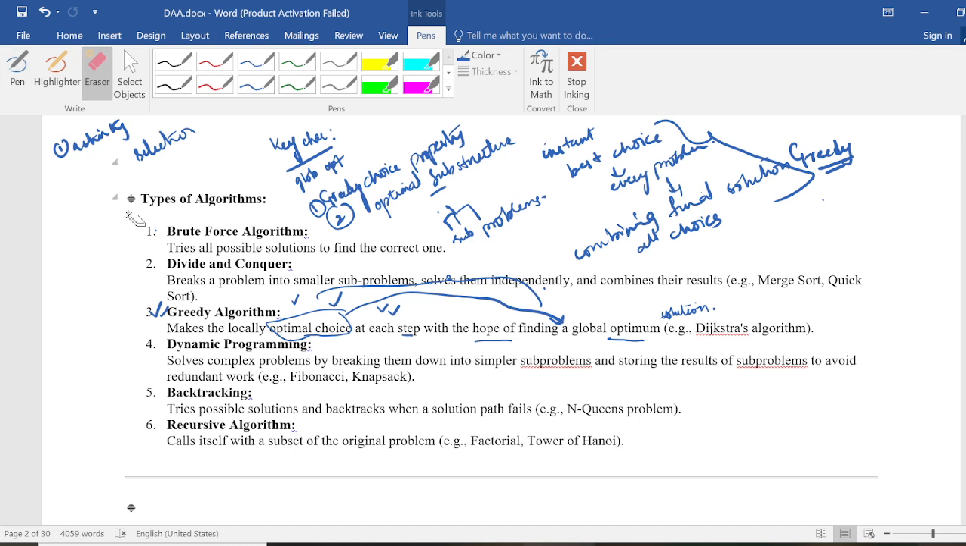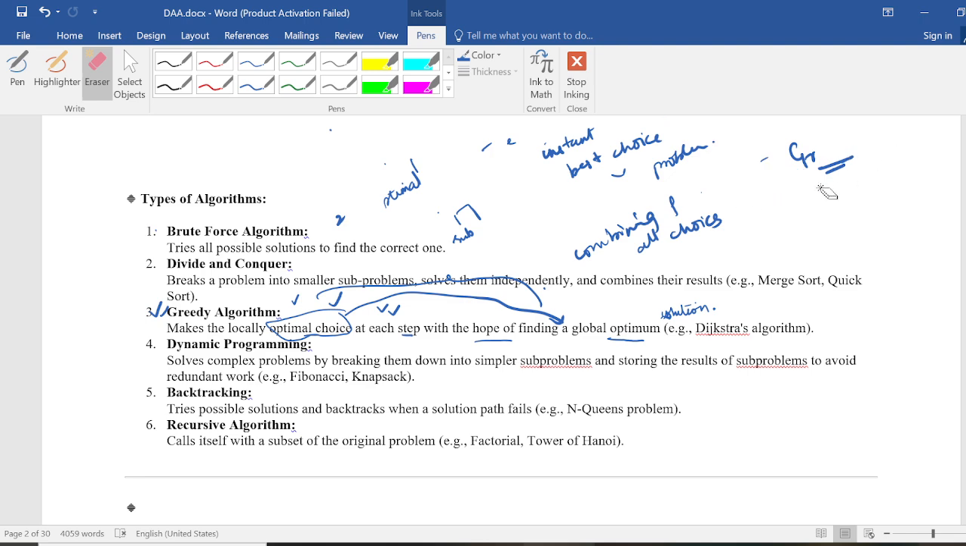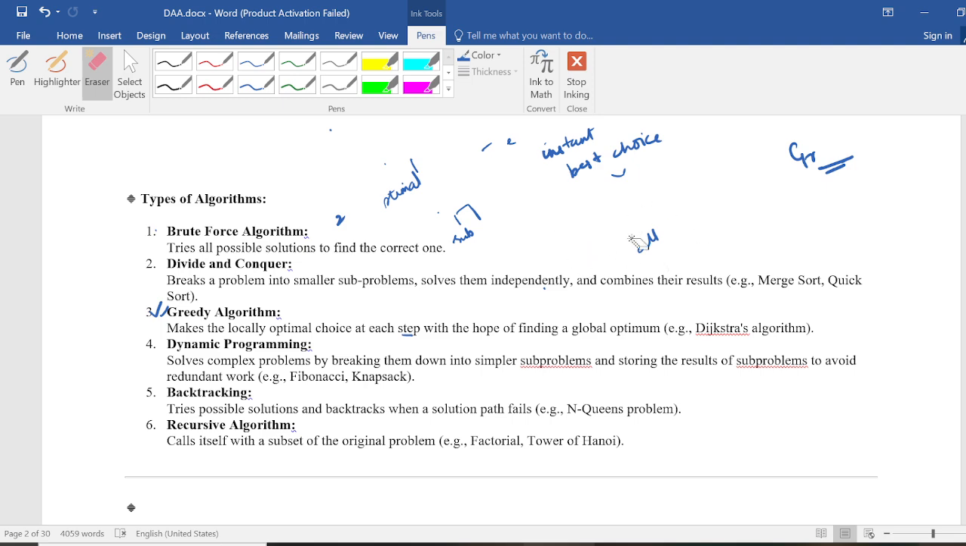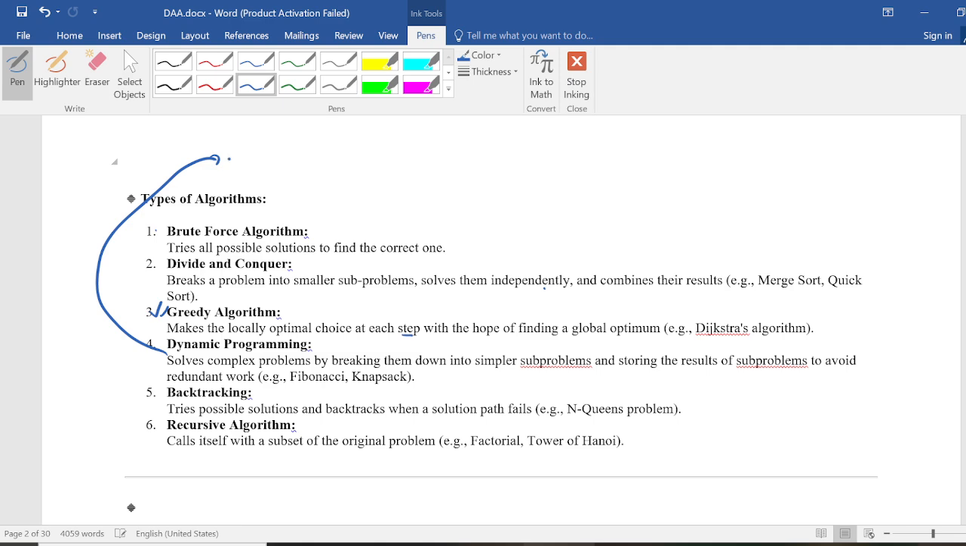Now, next, moving on to dynamic programming, we'll just read out the definition. Dynamic programming solves complex problems by breaking them down into simpler sub-problems and storing results of the sub-problems to avoid redundant work. For example, Fibonacci and knapsack are examples of dynamic programming. Diving deeper, dynamic programming is an algorithmic technique used to solve complex programming problems by initially breaking them down into simpler subproblems.